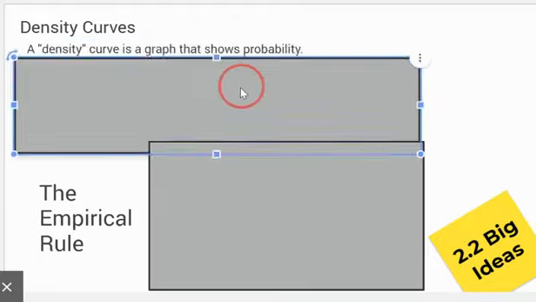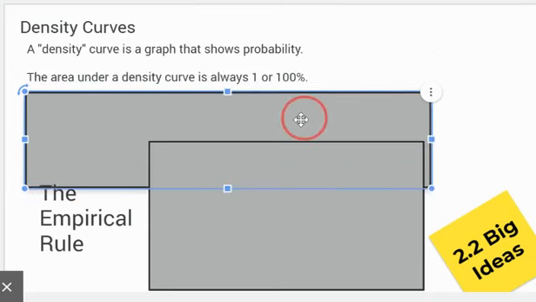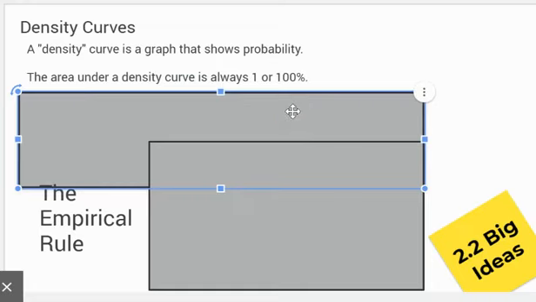What are density curves? Well, the definition says this. A density curve is a graph that shows probability. So when we look at density curves, we are looking at a graph and we're looking at the area under the curve, which is going to give us a probability. So the area under a density curve is always equal to 1 or 100%.